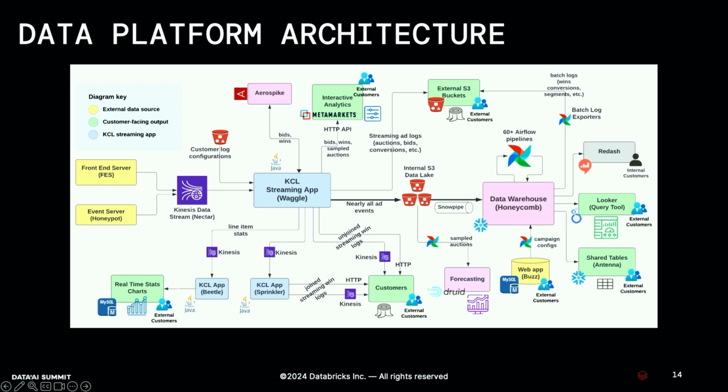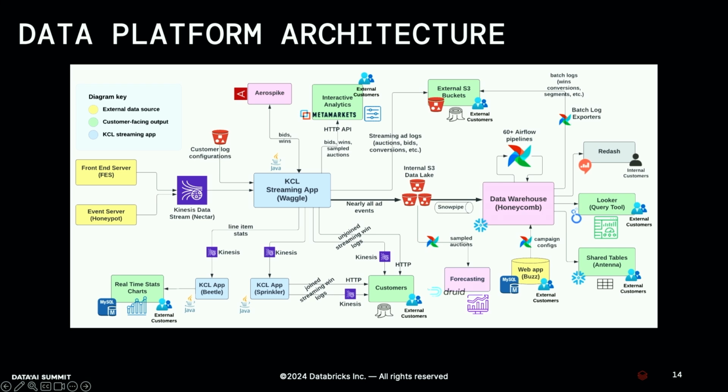Unsurprisingly, as you can see, at Beeswax, we like to use a lot of B terminology for naming our applications. Nectar, Honeypot, Honeycomb, Buzz, and of course, Waggle, in the big blue box in the center, which is the large-scale streaming application that we recently migrated. In case you're wondering what Waggle means, it is the name of a dance that honeybees perform to communicate with each other.